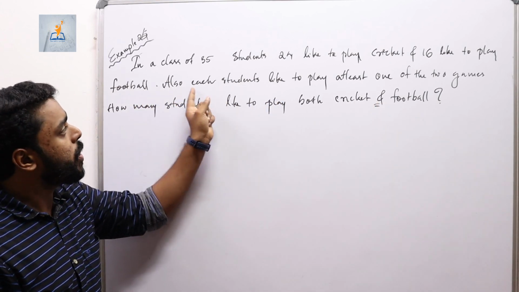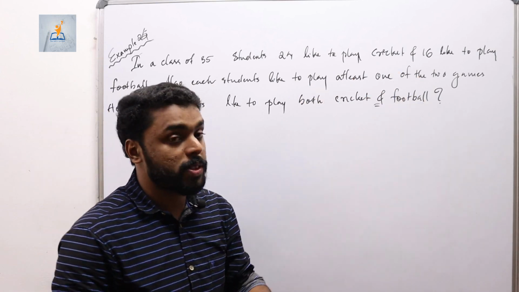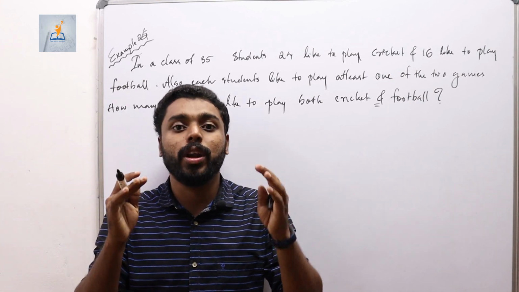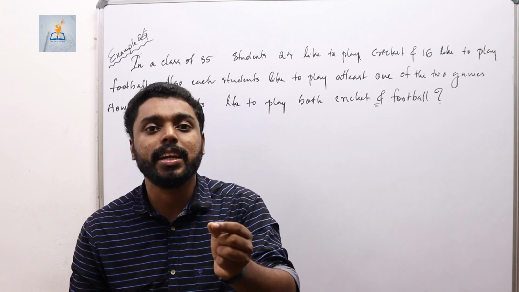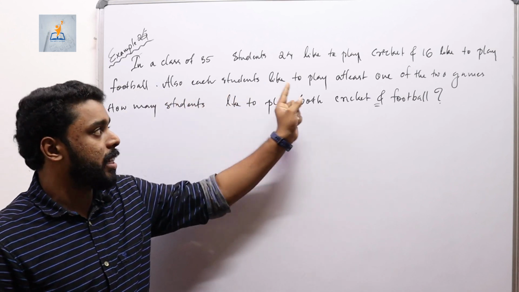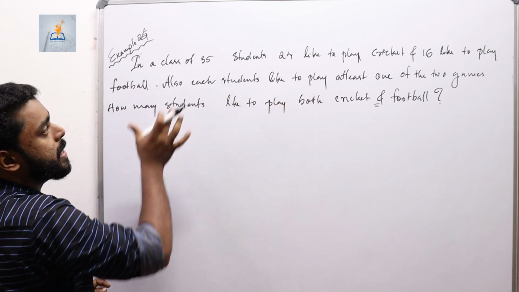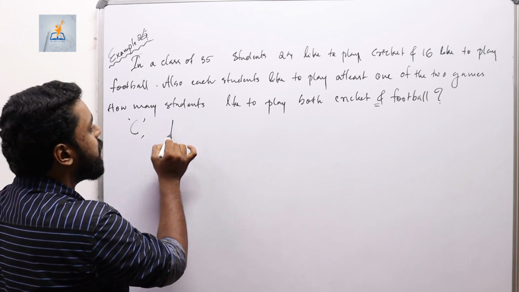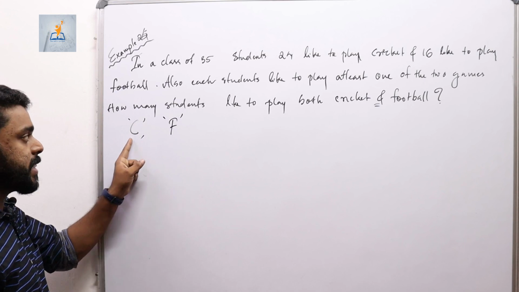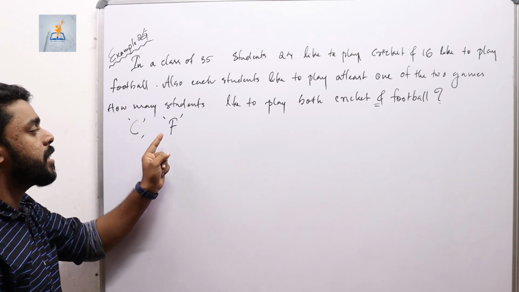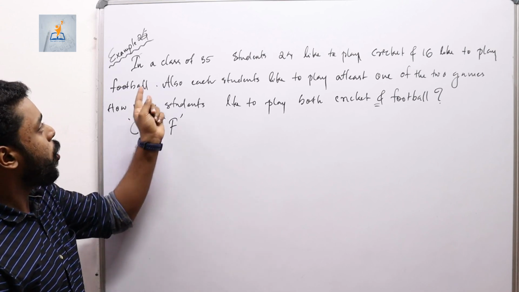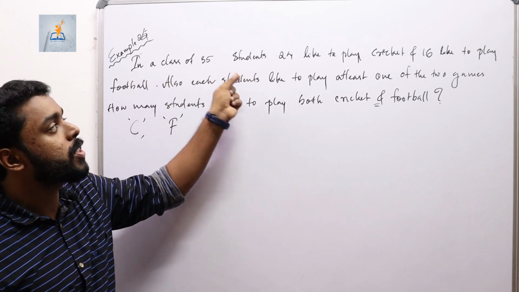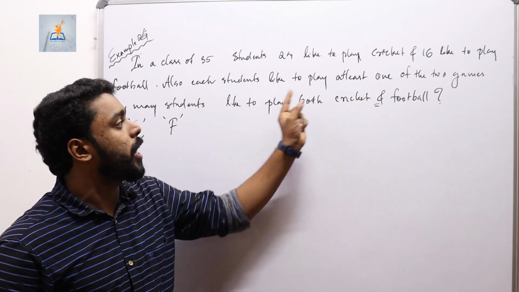Also, note that each student likes to play at least one of the two games, which means union here, because we know that the union of two sets is the set of all elements contained in at least one of the sets, isn't it? So here "at least" implies the union. Total number of students is 35. Let me first name the set of all students who like to play cricket as C, and the set of all students who like to play football as F. Now the total students in this class is 35, so there are 35 students who like to play at least one of the two games. You should read it like this.